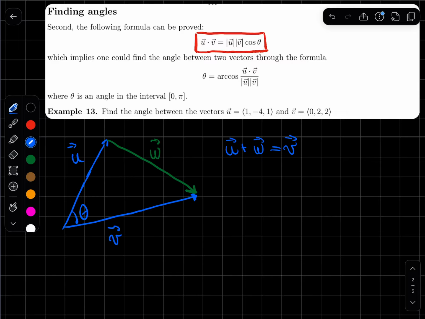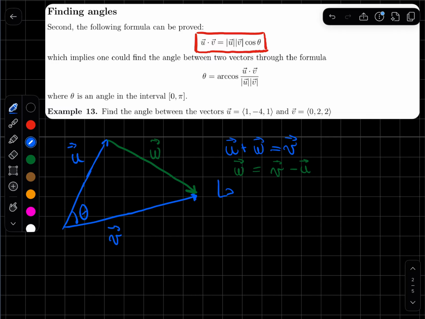That's because if I just start from this, follow u, tail to tip, and then w, tail to tip, I end up at the same spot that I would end up if I had just followed v. Okay? So this is vector addition geometrically. Okay, that's the first thing. That means, of course, that w, if I take u, move over to the other side, is v minus u. Okay? So that's w.